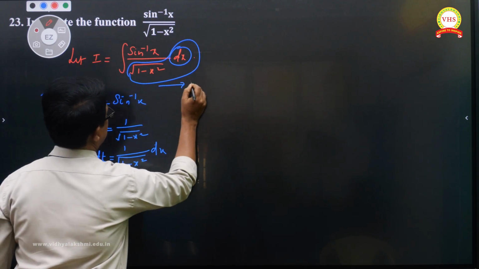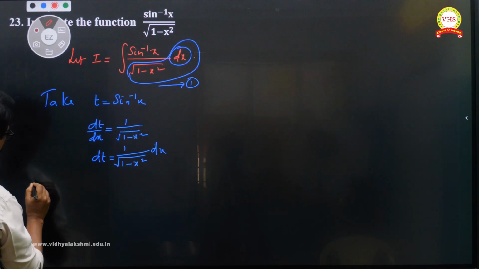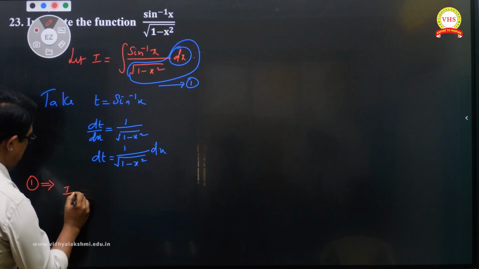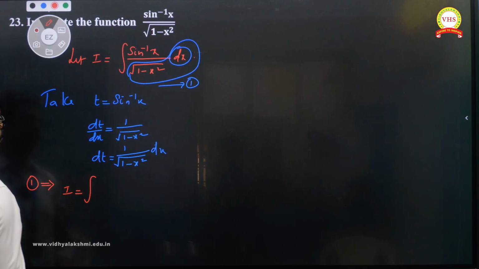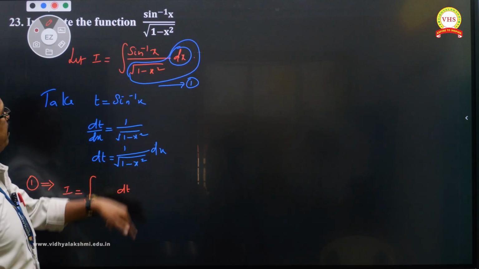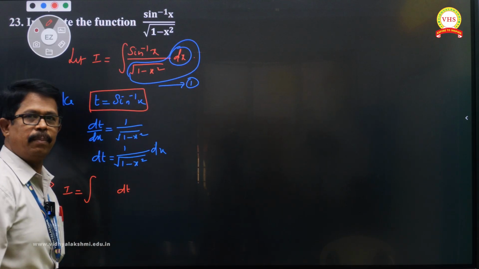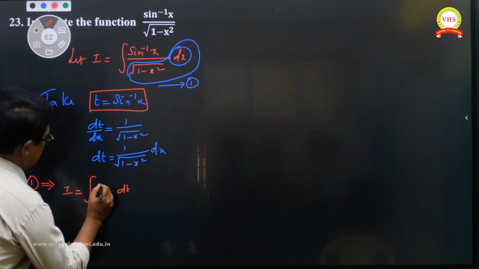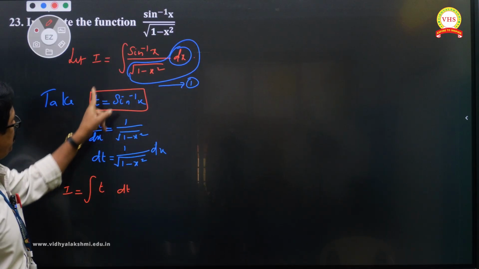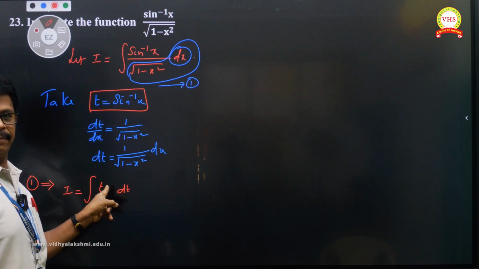We may call this equation number 1. What does equation number 1 imply? I equals the integral of, what is that? dt, because 1 by square root of 1 minus x square dx is dt, and we have taken the alternate variable t. What are we going to get? That is t into dt. Understand? We are changing it totally from x into t.